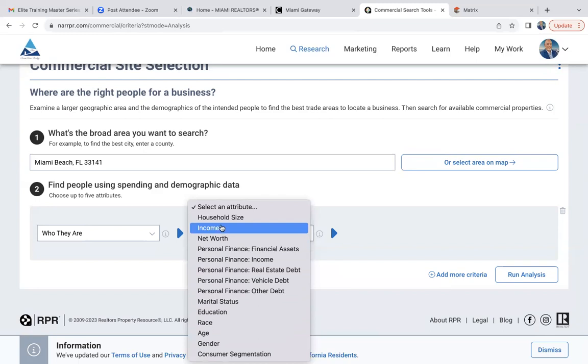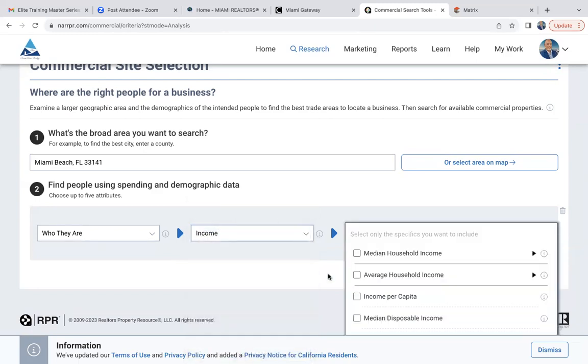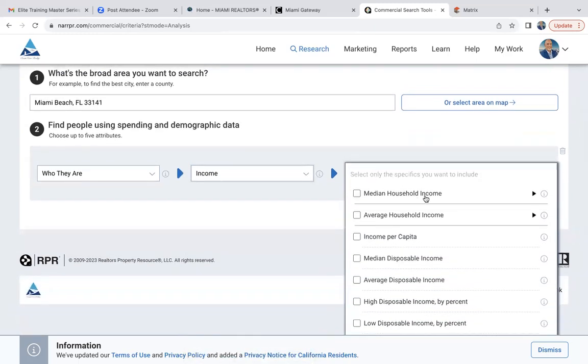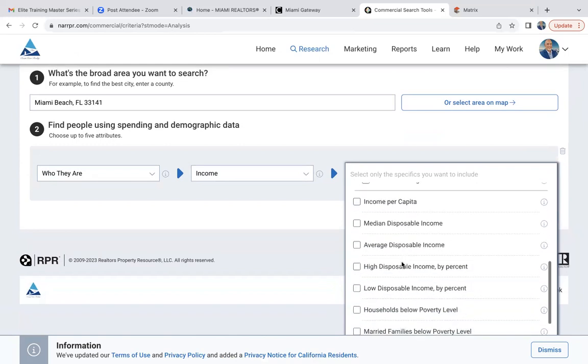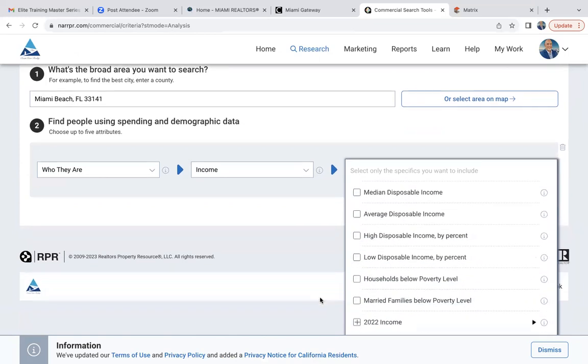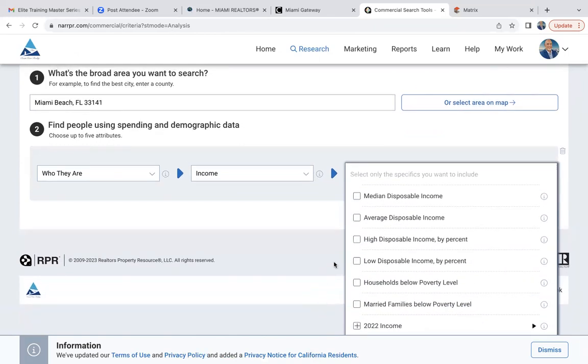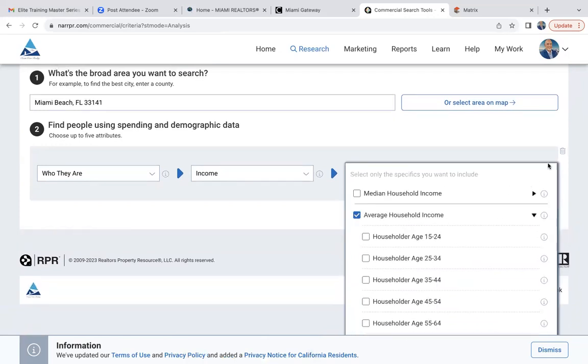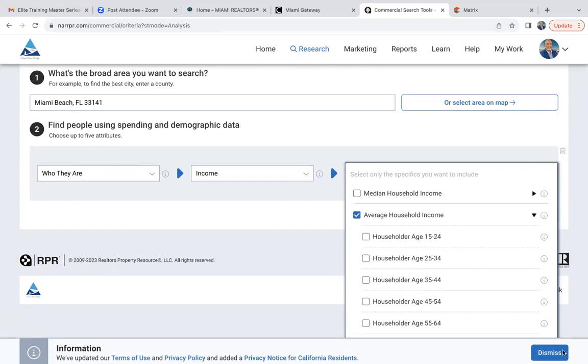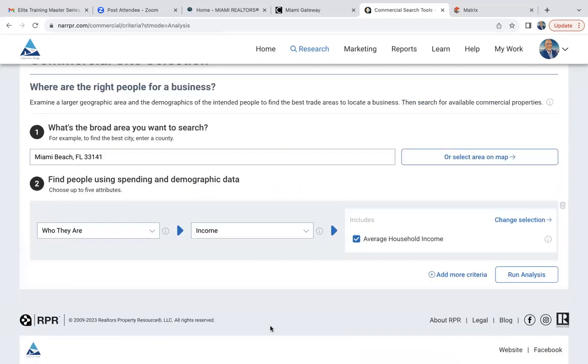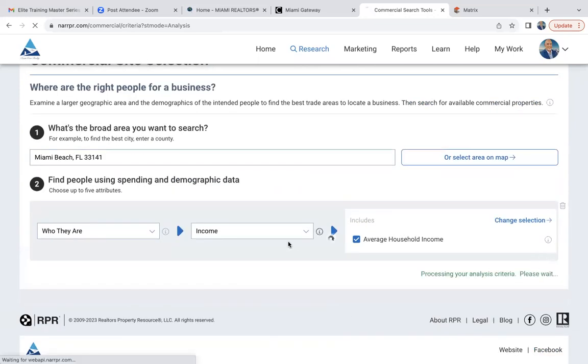All right. So we're going to go with income. And then you have median household income, average household income. Let's go with average household income. You can also break it down by age group. All right. And then once you select that, you're going to go ahead and create the report. I'm trying to create the report. There you go. Hit OK. Run analysis.